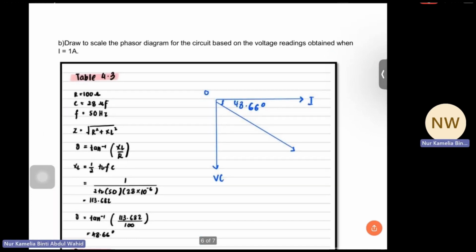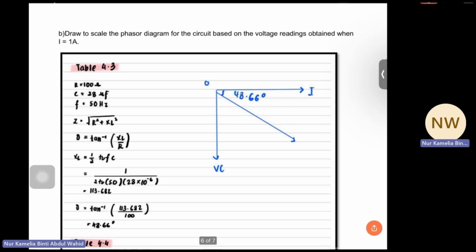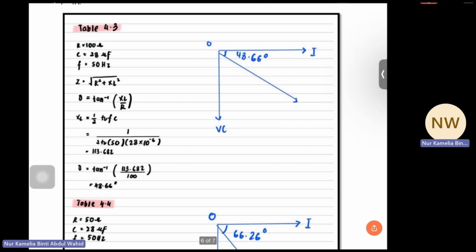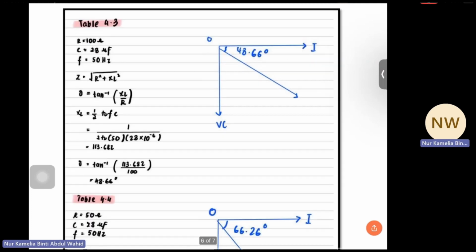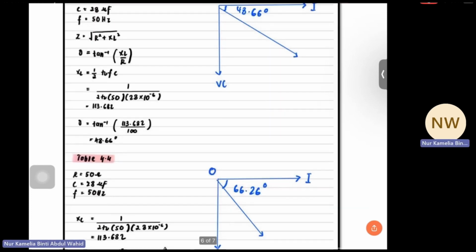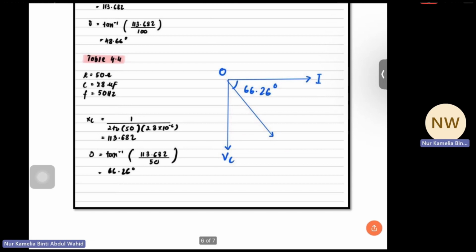Next is to draw to the scale the phasor diagram for the circuit based on the voltage reading obtained when I equals 1 ampere. So for table 4.3, to find the scale of the phasor diagram, we need to find the Z, theta, and XL. Same goes for 4.4.